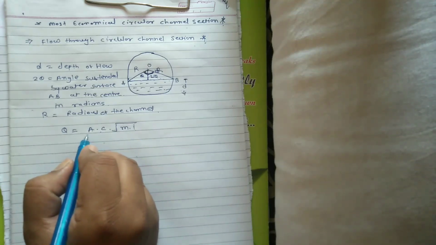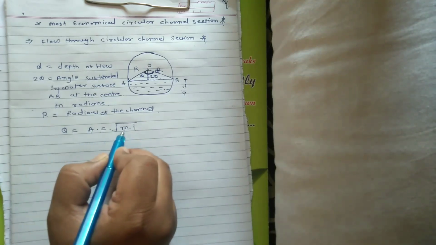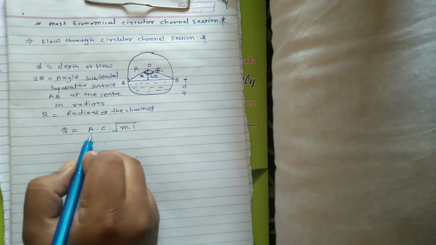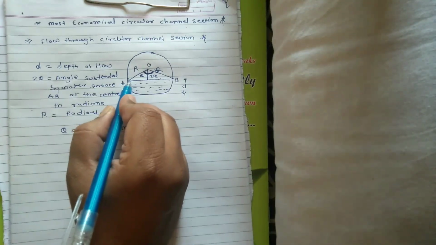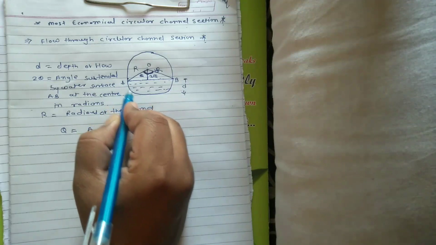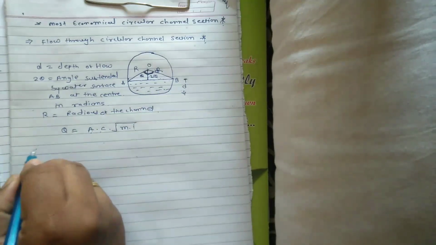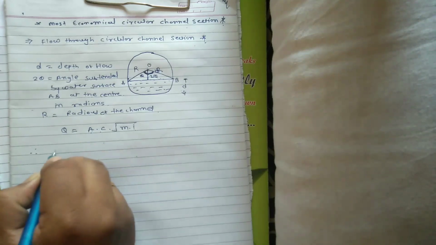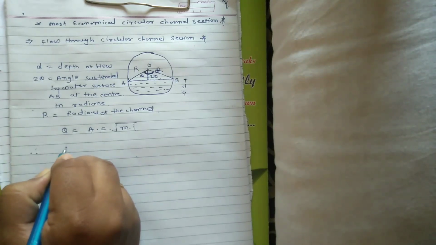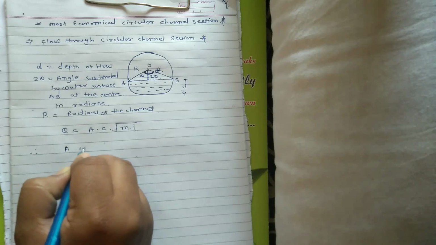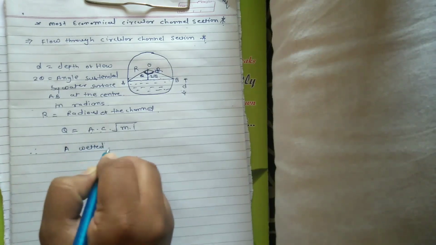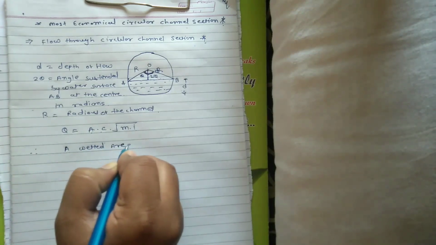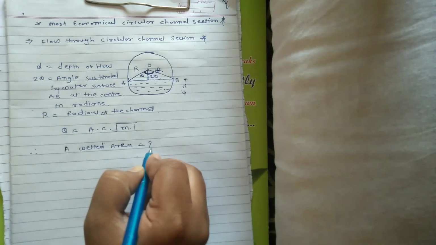So what are the unknown quantities? Those are A and M. So we have to determine what is the area of flow. This area of flow is nothing but this area. It is also called the weighted area, and A is nothing but the weighted area that we have to find out.